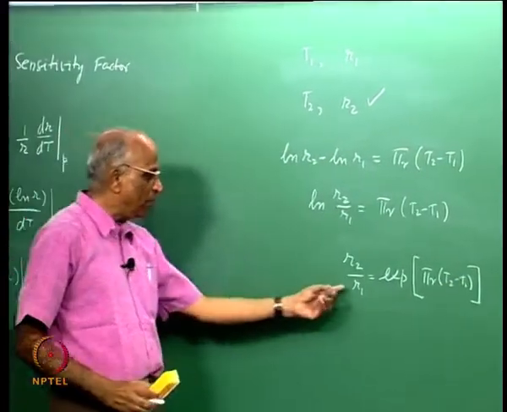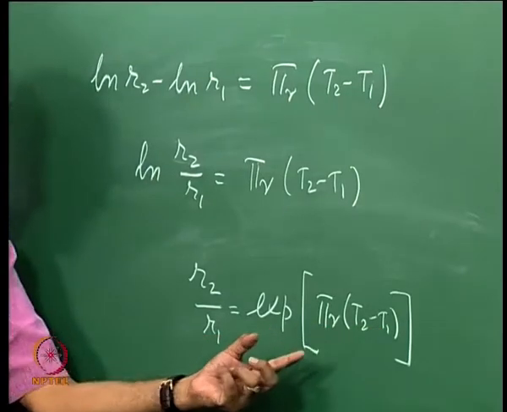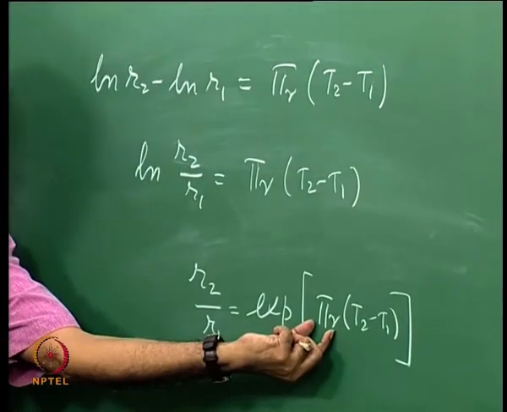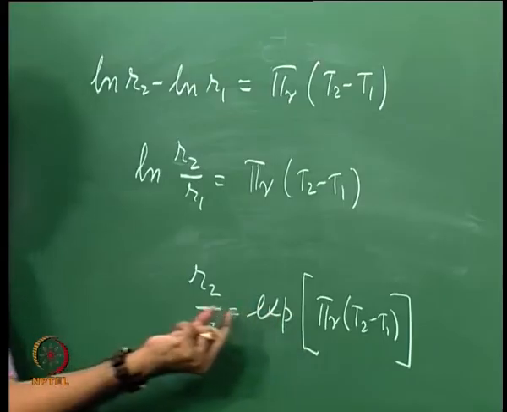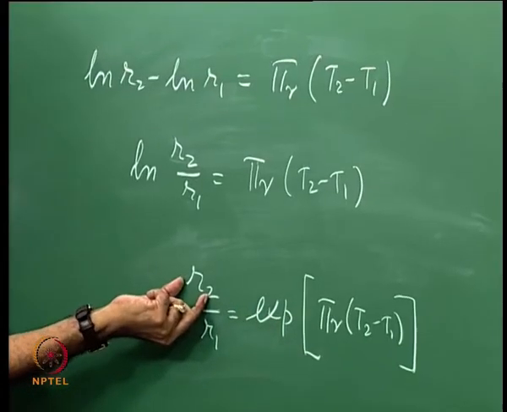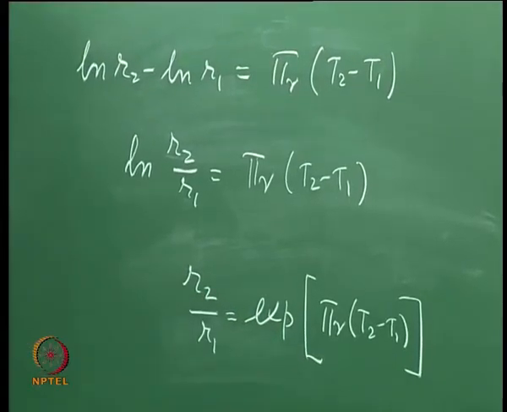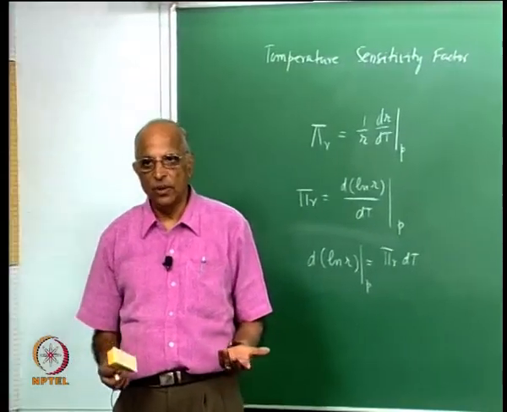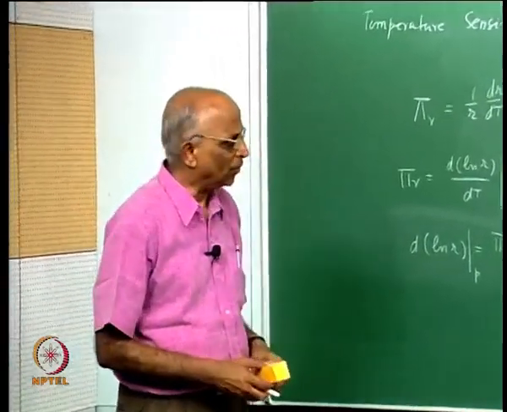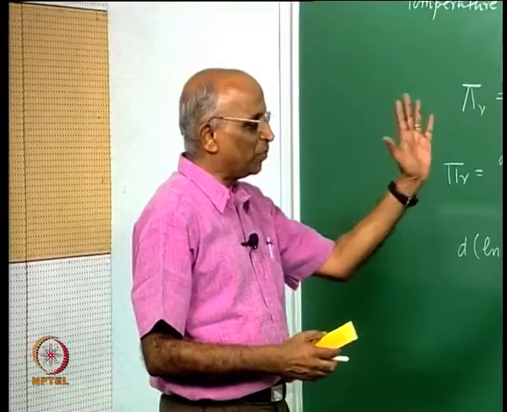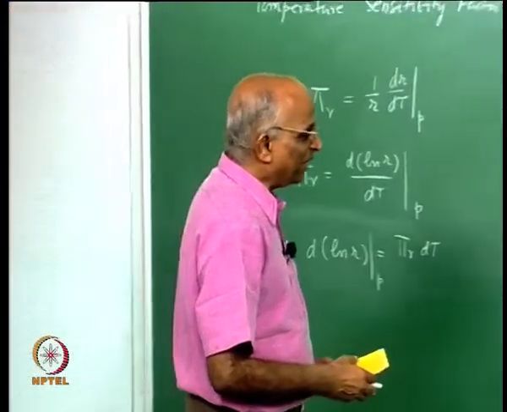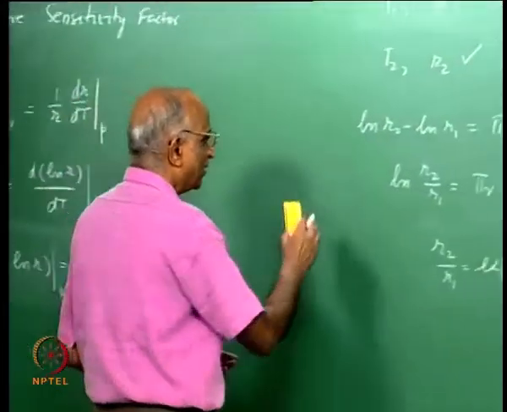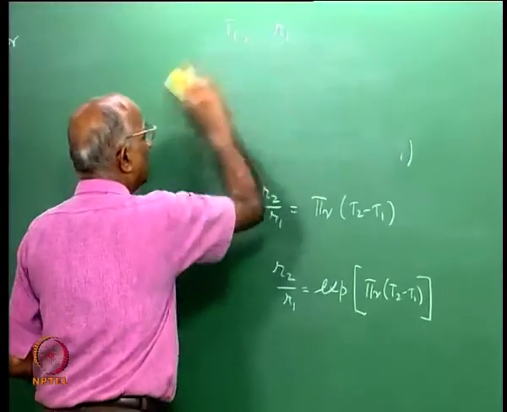Therefore, if I know the burn rate at temperature T1, using the value of the temperature sensitivity factor, I can find out the burn rate at a temperature T2, and this is how the effect of variations of temperature is taken into account. I think we are now in a position to go back to designing solid rockets. That means essentially find out how much area is required.